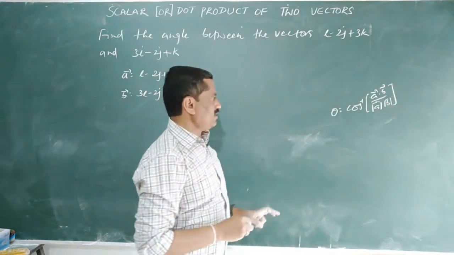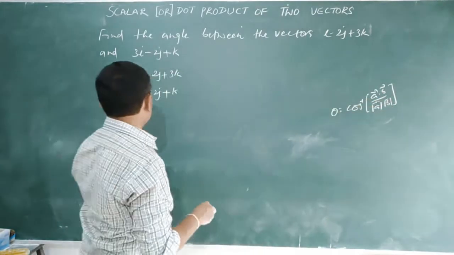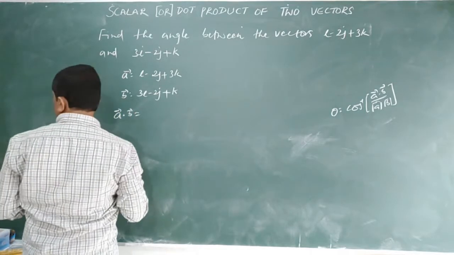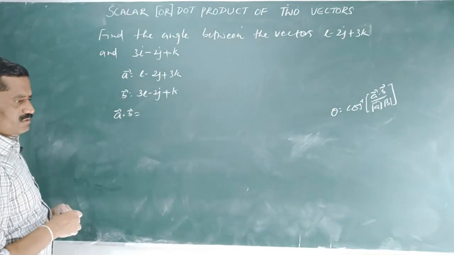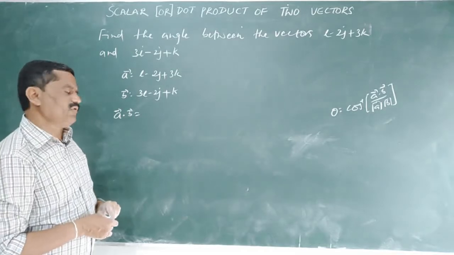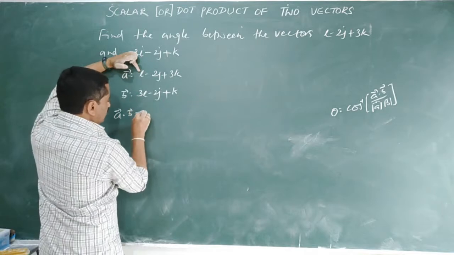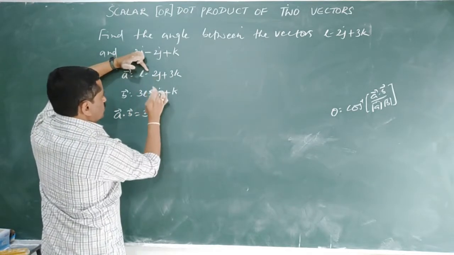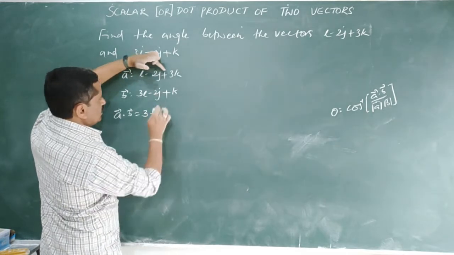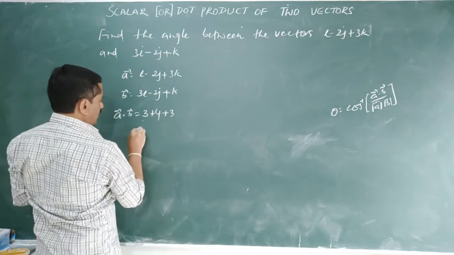So now we need to find the dot product of the two vectors as well as the magnitude of a bar and magnitude of b bar. So a bar dot b bar is equal to, we know how to find the dot product of two vectors, the sum of the product of scalar components of the given two vectors. So that is 1 into 3, we have 3, again minus 2 into minus 2, we have plus 4, again 3 into 1, we have 3. So 3 plus 3, 6 plus 4, we have 10.